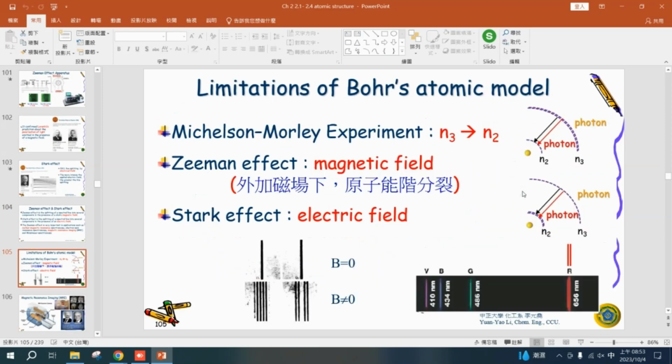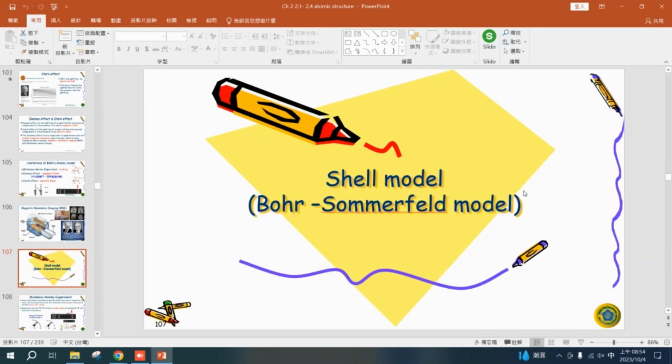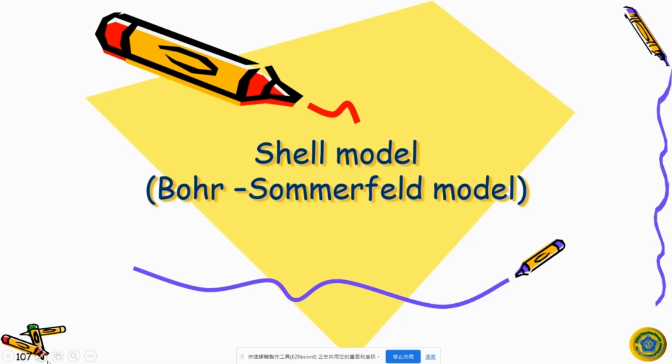So these three limitations of the Bohr atomic model are interesting, and we cannot explain these three phenomena by the Bohr atomic model. Right? That's why today we are going to talk about the next model, which is the shell model. The shell model is also called the Bohr-Sommerfeld model.